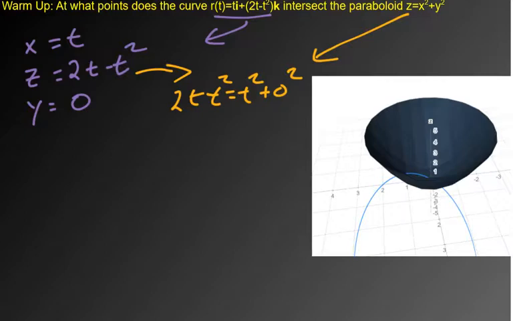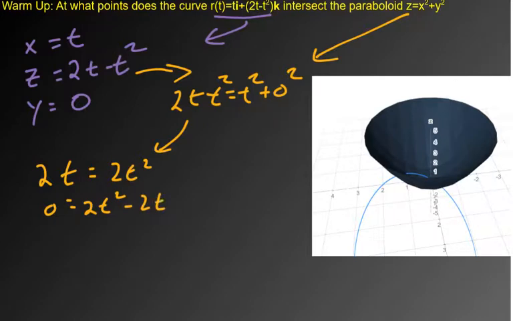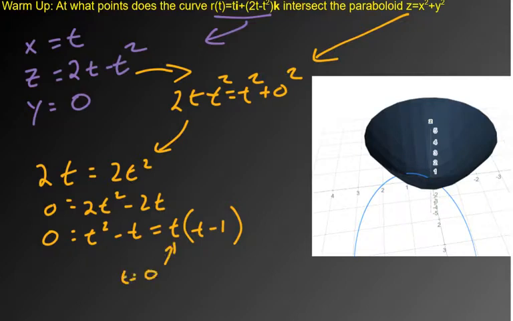So let's see, we got 2t would then equal 2t squared. So I'm just going to get this quadratic, and we could also divide by 2. T squared minus t, I'm going to factor out a t. And the way you would get 0 here is if t equals 0 or t equals 1.